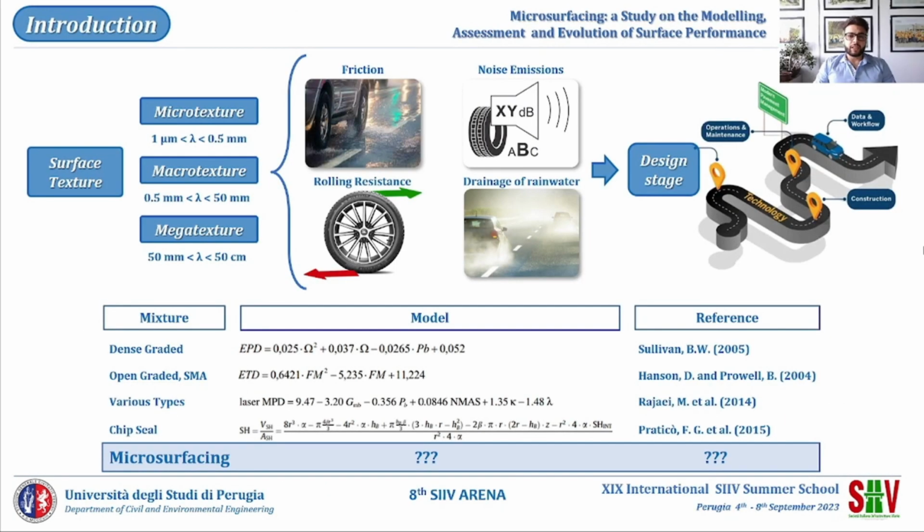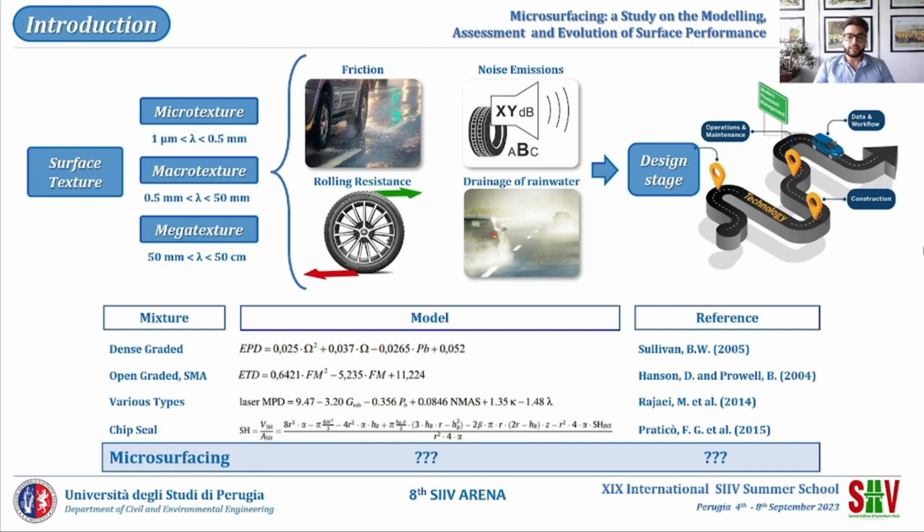The main functional characteristics of pavement such as friction, noise and drainage of rainwater are strictly related to the surface texture, which can be identified as a combination of three different domains: micro, macro and megatexture. Due to this importance, it would be appropriate that road engineers consider the surface texture already at the design stage.